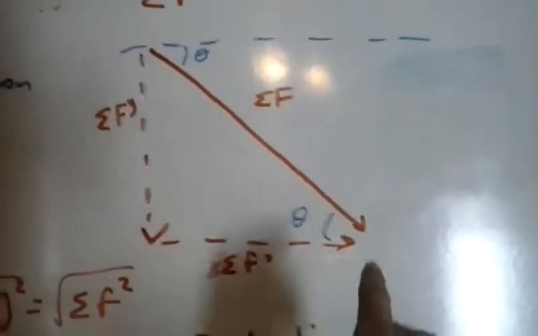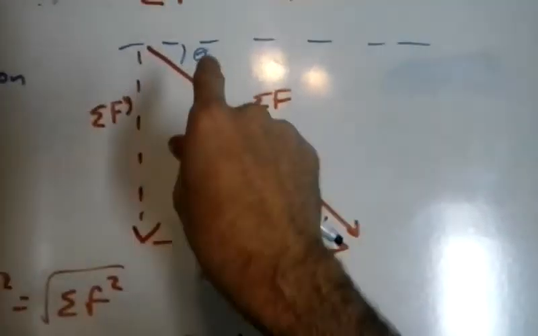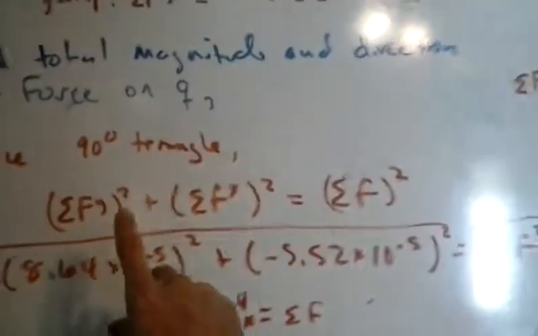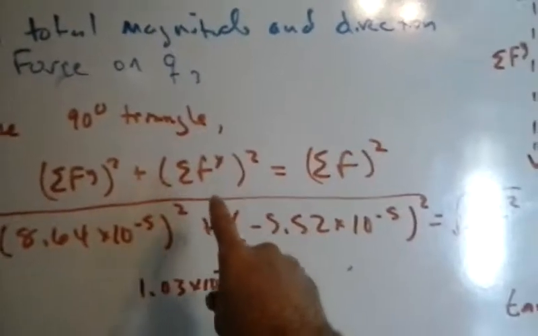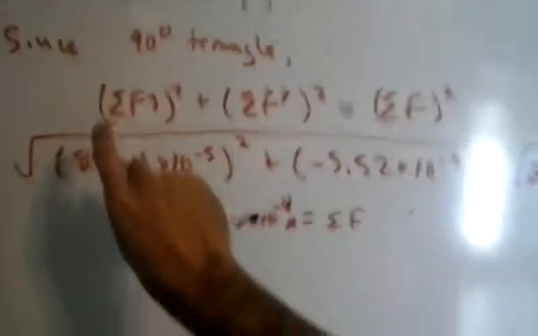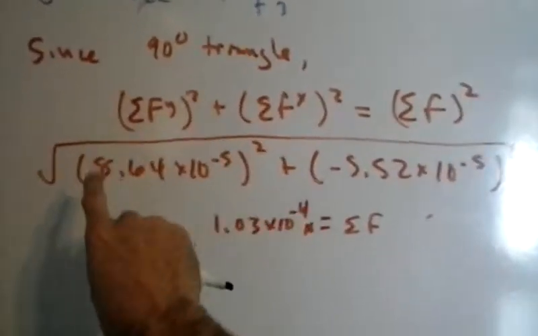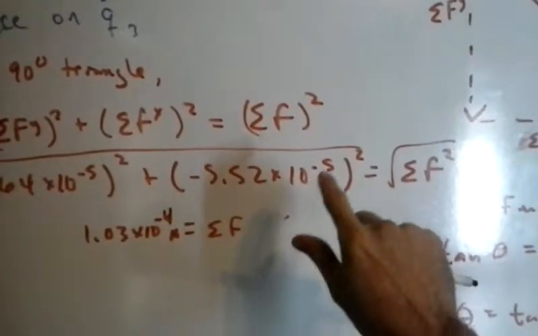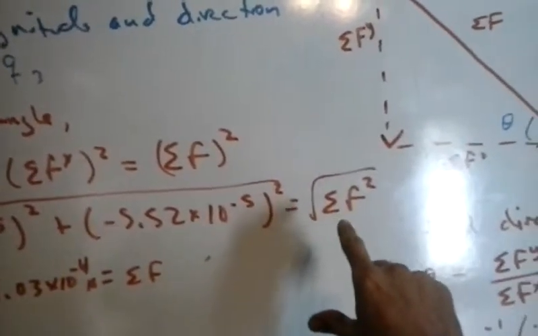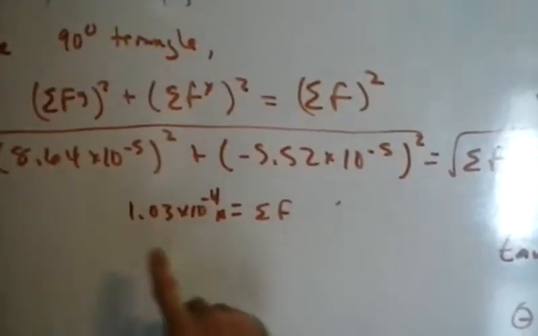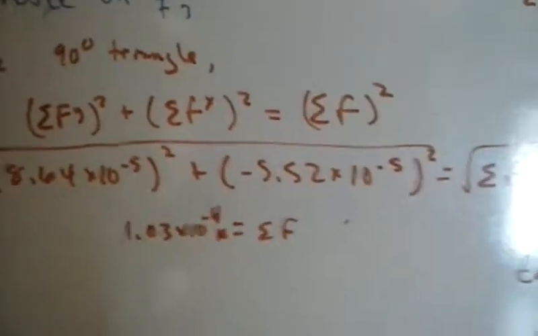So I need to solve for the magnitude, but I also need to talk about the direction. In order to do that, I want to find the angle below the horizontal. So we've got 2 jobs. So first we're going to find, for a 90-degree triangle, we know that a squared plus b squared equals c squared. C is always your hypotenuse, right? So the sum of forces in the x direction squared, 8.64 times 10 to the negative 5th squared, plus the sum of forces in the y direction, negative 5.52 times 10 to the negative 5th squared, equals the total net force that we're solving for squared. And that's why I've taken the square root of both sides to find the total sum of forces, which is 1.03 times 10 to the negative 4th.